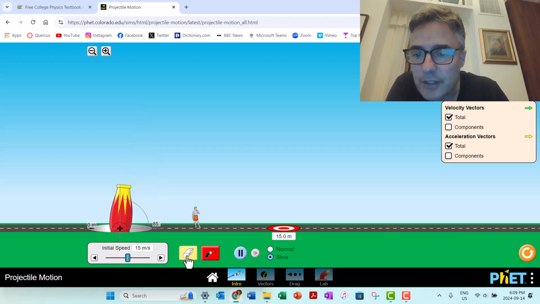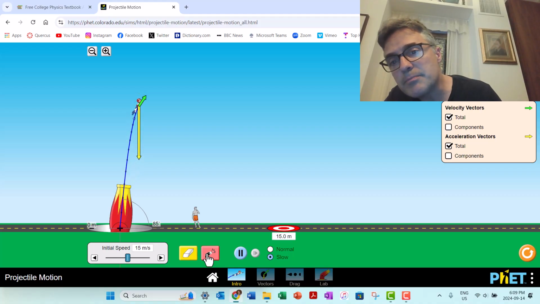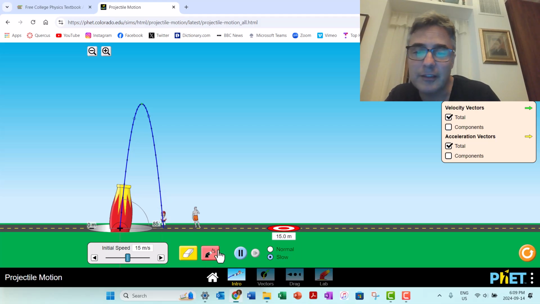So that's one of the features of projectile motion, is that when something's going up, it's slowing down. And when something's going down, it's speeding up. But again, with that same, oh boy. Watch out! Oh no! Ooh. Oh, he's fine. Okay, good.